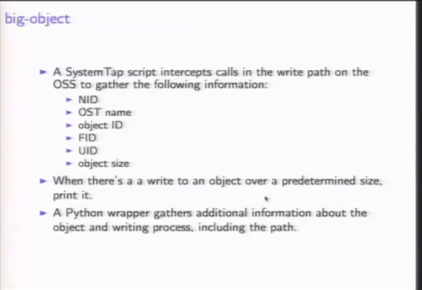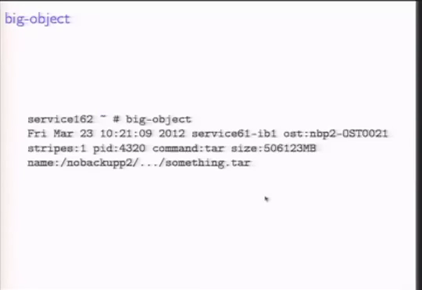When a write occurs to an object that's over a predetermined size, we'll output that information, and then a Python wrapper script will gather some information about the object and the writing process, including the path of the file and the stripe count. If I run this, I get some output like this: the time of the event, host name, the OST that the large object is on, stripe count of the file, the PID and name of the offending command, the size, which in this case is about 500 gigabytes, and the path of the file.